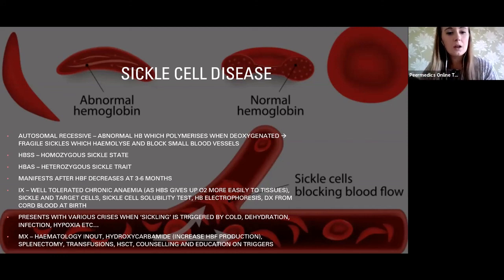You can do something called the sickle cell solubility test to look for it, and doing your electrophoresis as well, because it's a haemoglobinopathy. So if you do HB electrophoresis, it should show up from there as well. And again, we screen for it at birth.